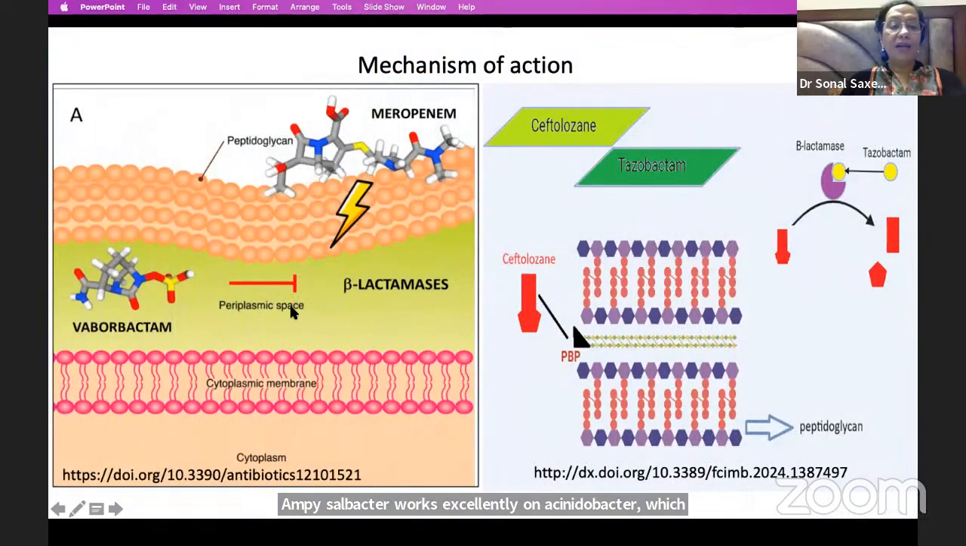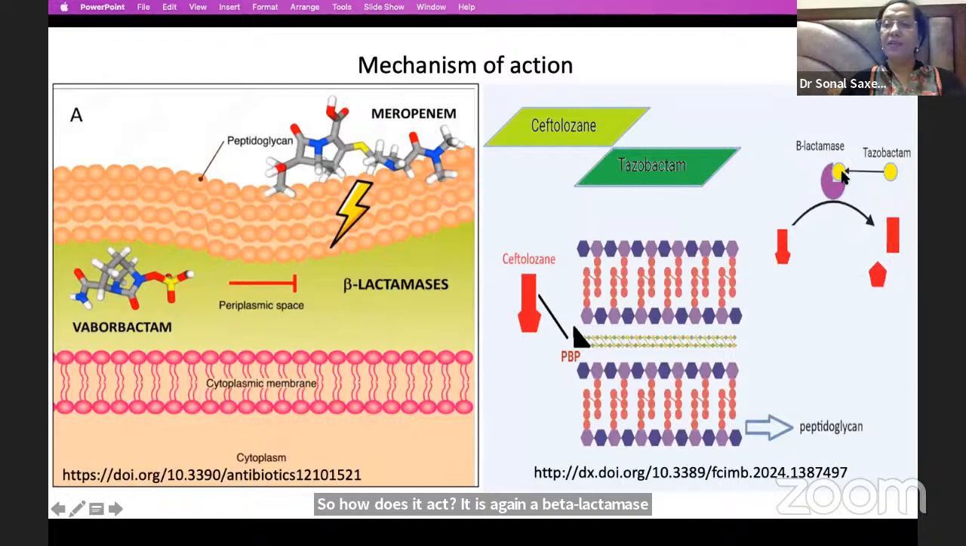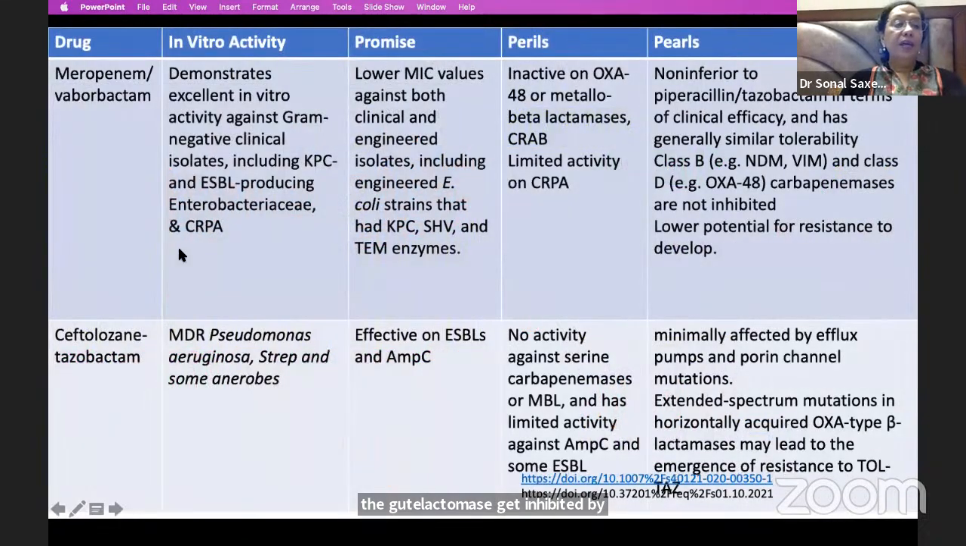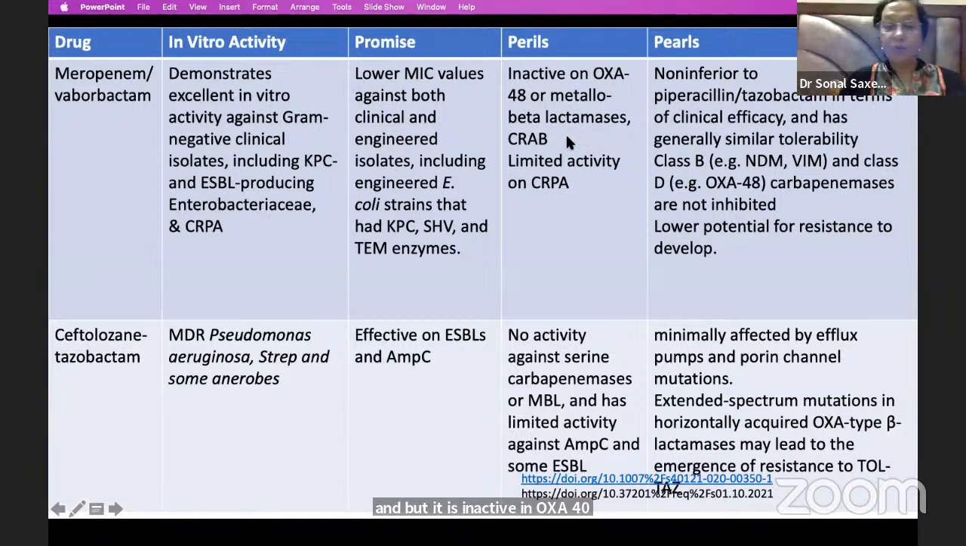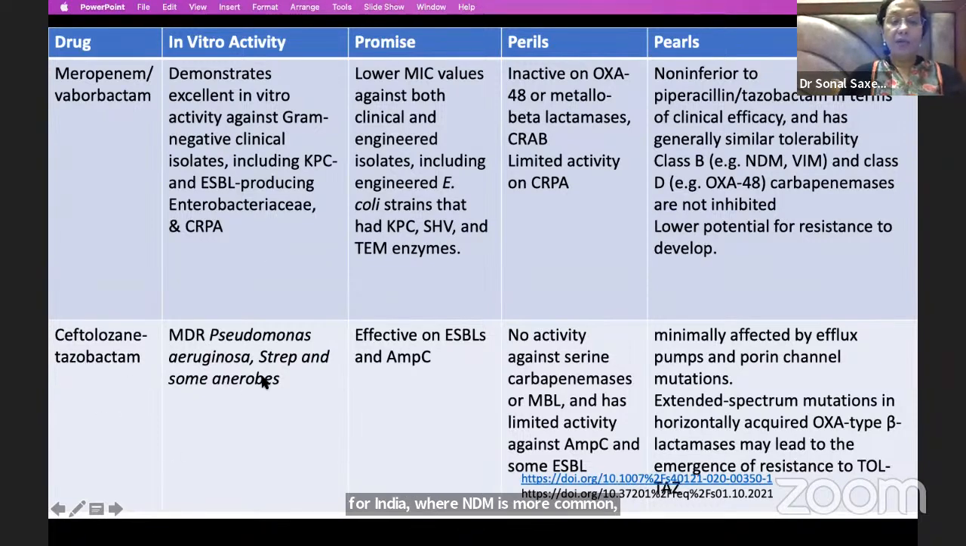So how does it act? It is again a beta-lactamase inhibitor, so it works on the same principle that the beta-lactamase gets inhibited by these two drugs. Then again, meropenem-vaborbactam has excellent in vitro activity against KPC and ESBL producing Enterobacterales as well as CRPA, but it is inactive against OXA-40 or metallo-beta-lactamase. So again, it's not going to be much useful for India where NDM is more common, but it will work on KPC. Ceftolozane-tazobactam works on MDR Pseudomonas, and also on some anaerobes.